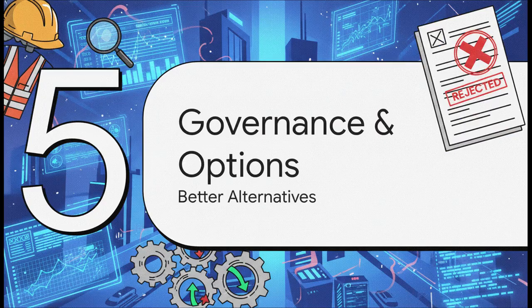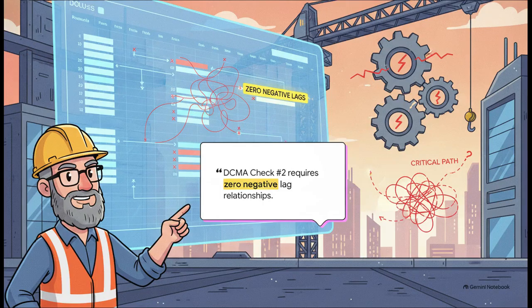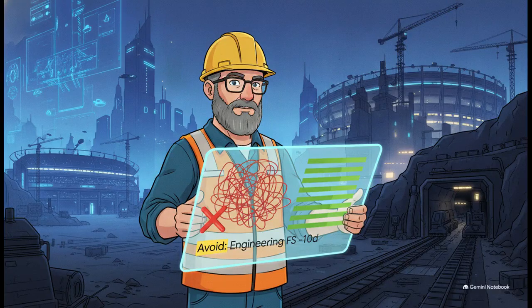Next up, part five, governance and better alternatives. These seemingly harmless software quirks can actually get your project baseline rejected. The Defense Contract Management Agency, or DCMA, has strict assessment guidance for schedule quality. DCMA check number 2 explicitly requires 0 negative lag relationships in the schedule. 0. Why? Because negative lags severely distort your total float. They obscure the true critical path, and they create totally unrealistic scheduling behavior the moment durations begin to change. So, the crucial point is this: we need better ways to model overlap.